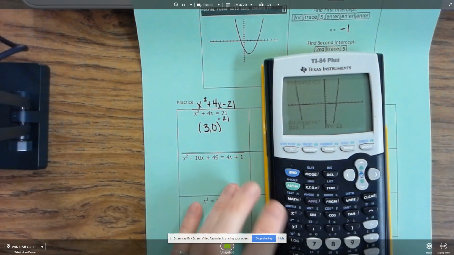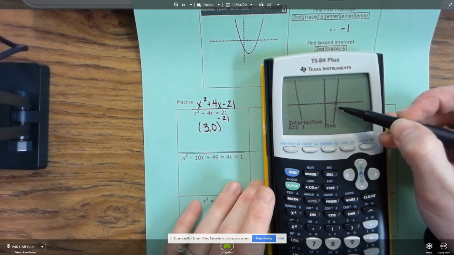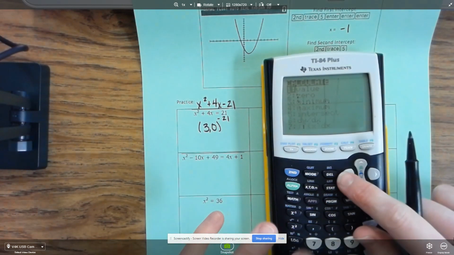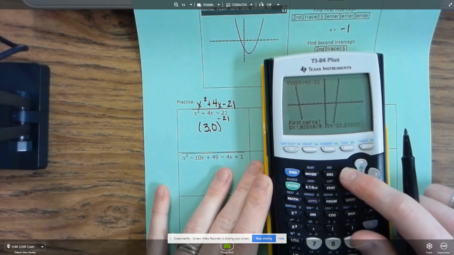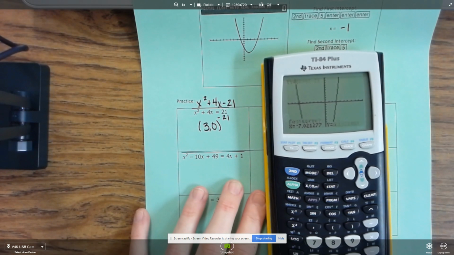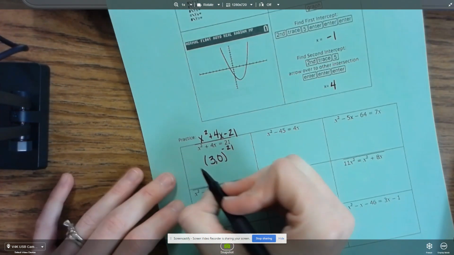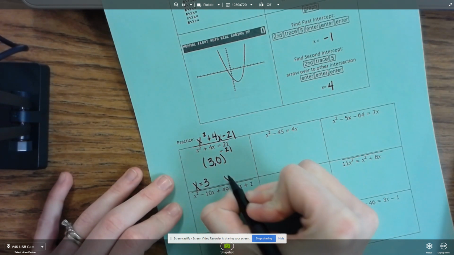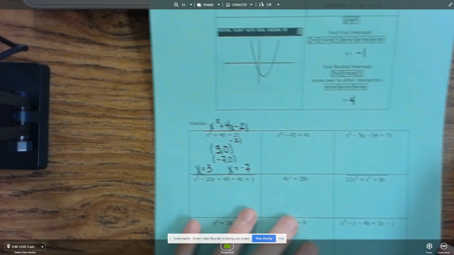So second trace 5, enter, enter, enter. And our first intercept is at 3. And then second trace 5. And then we're going to move our cursor over to about where the intercept is, and hit enter 3 times again. And we get -7, 0. So x would equal 3 and x would equal -7. Those would be your two intercepts.